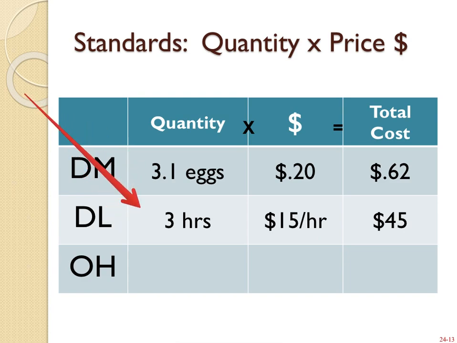Let's say that it takes our chef 3 hours to make a cake, and we pay the chef $15 an hour. If you took quantity times price, that would get you a total labor cost of $45 per cake. Now, if you had more than one person working on this cake, say a chef who made the batter, and separately a cake decorator who decorated the cakes, they might have different amounts of time and different labor rates, and you would list each one out separately. But again, I'm just trying to keep this example simple so we can follow along.